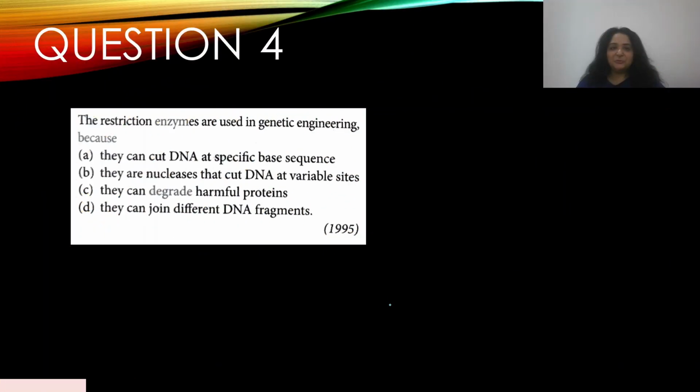Okay, so question number 4. The restriction enzymes are used in genetic engineering because this appeared in 95. A, they can cut DNA at specific base sequence. B, they are nucleases that cut DNA at variable sites. C, they can degrade harmful proteins. D, they can join different DNA fragments.